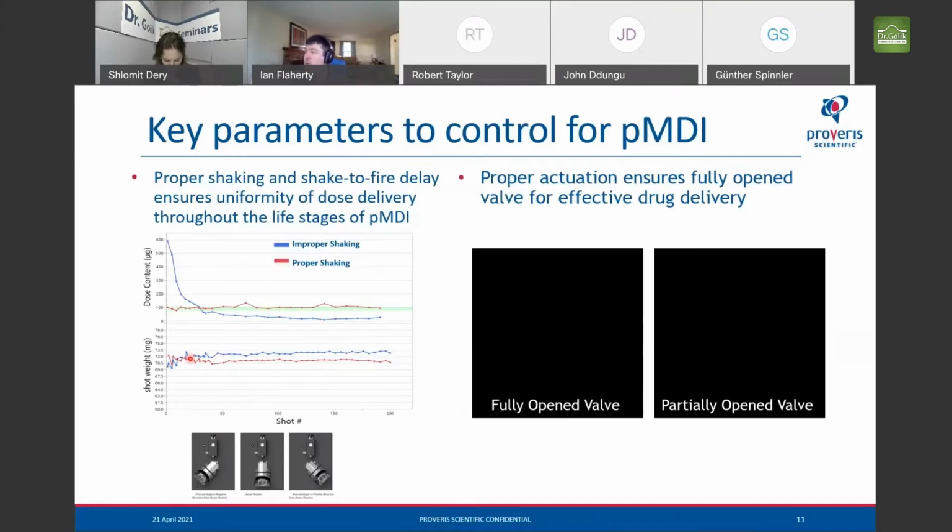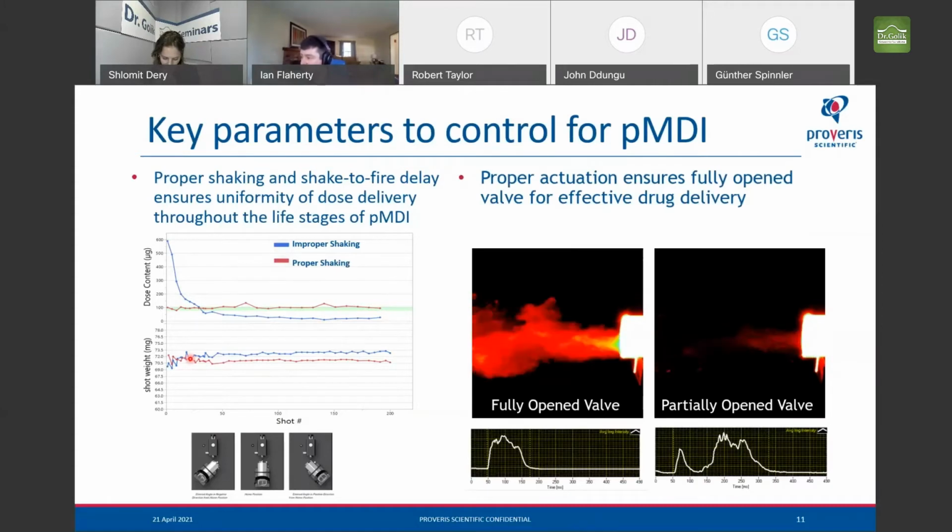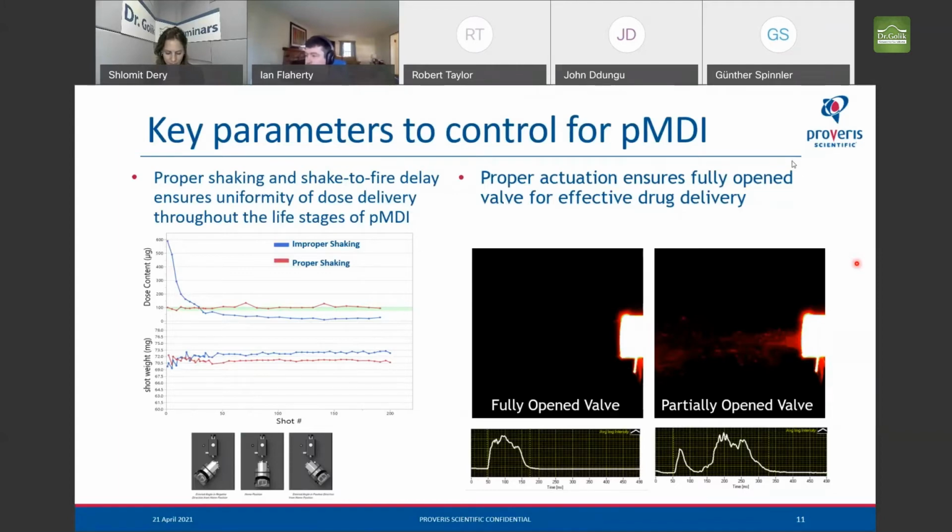And then just proper actuation in general for pMDIs can greatly change the performance. You can see on the left, we have a fully open valve, which has that nice burst, pretty even distribution in terms of the intensity of the image. Now on the right, you have an example where the actuation caused the valve to only partially open, so you get what we call sputtering. It's just another example of how using automated actuation is important to product performance and to reducing any variability that can be introduced from manual human actuation.